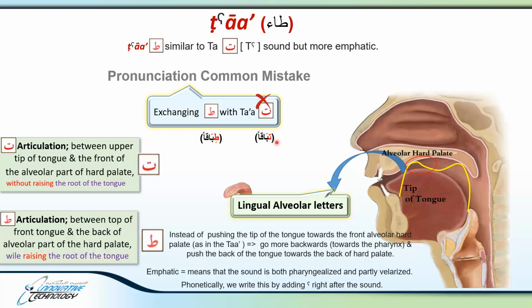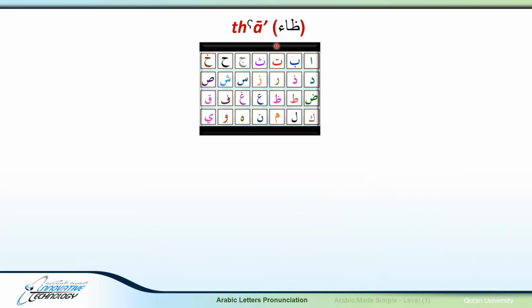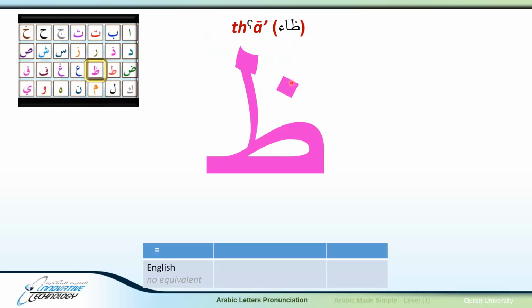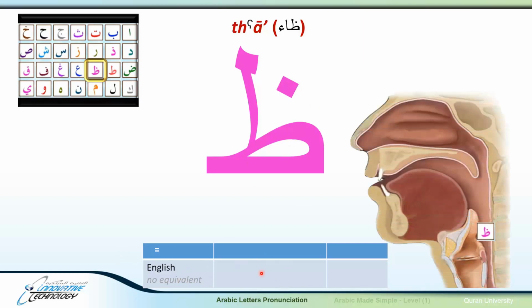طباقة is right, تباقة is wrong. You should pronounce the ta properly, not as a ta. The next letter is the va, written like a ta with a dot, and it has no English equivalent. It is like the th in "either", but more emphatic.